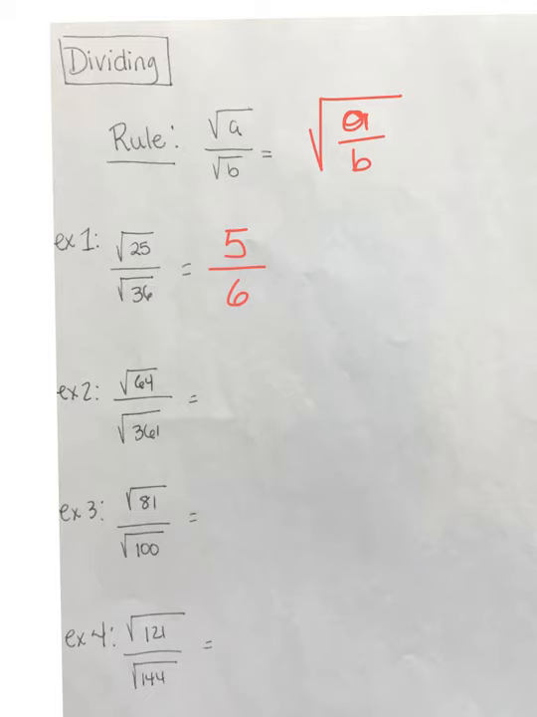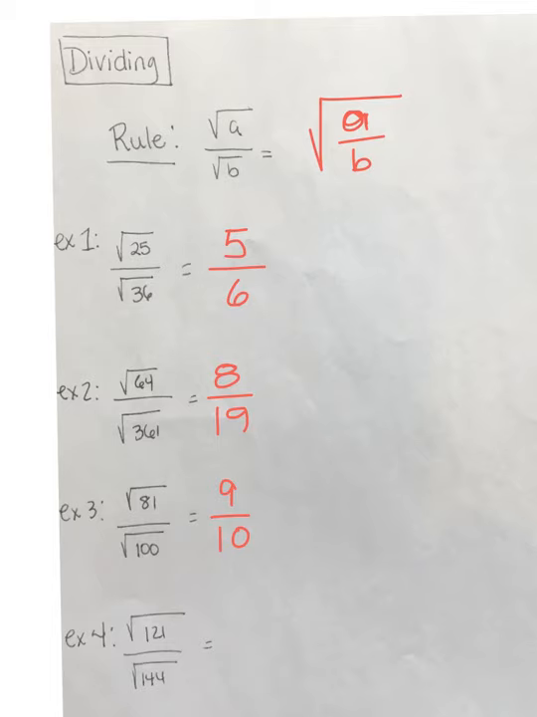The square root of 64 is 8, because 8 times 8 is 64. The square root of 361 is 19. And that, I cannot believe, can be reduced either, but I'll double check. Nope. Square root of 81 is 9. Square root of 100, what times what equals 100? That is 10. And 9/10 can also not be reduced.